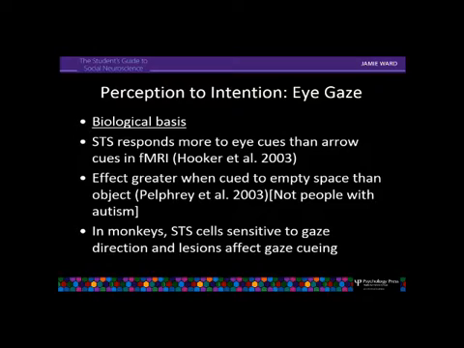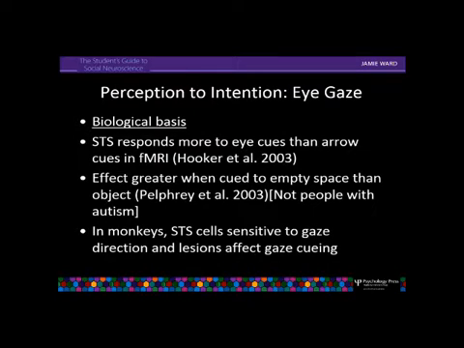Yeah? I think for the autistic people, there's no difference between the empty space and the object. Correct. Yes, that's correct. So it's that difference between the two conditions. They still have some activity to some extent. That's correct, yes, because you're doing a comparison.